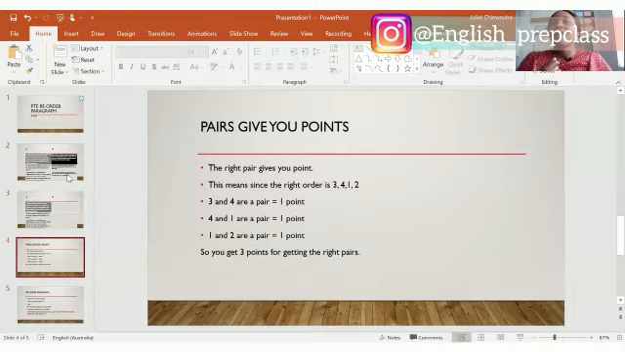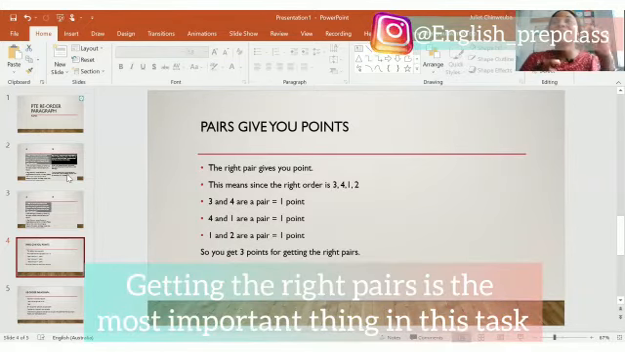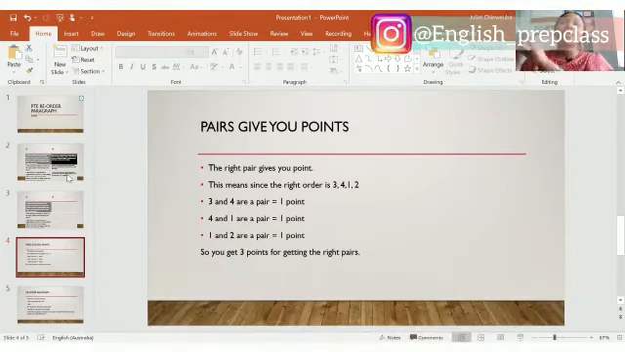So if 3 and 4 are pairs, or 4 and 1 are pairs, or 1 and 2, that doesn't mean that 2 and 1 are pairs, or 1 and 4, or 4 and 3, as the case may be. They are not pairs. The right pair is this way. You should remember you're supposed to restore the sentences in the right order they should be. So when you have it the other way around, you'll not be getting points for it. So every pair you get correctly gives you a point. So what matters most in this task is getting the right pairs. It doesn't matter where you fix them, but as long as they are together, you will get points for this task.